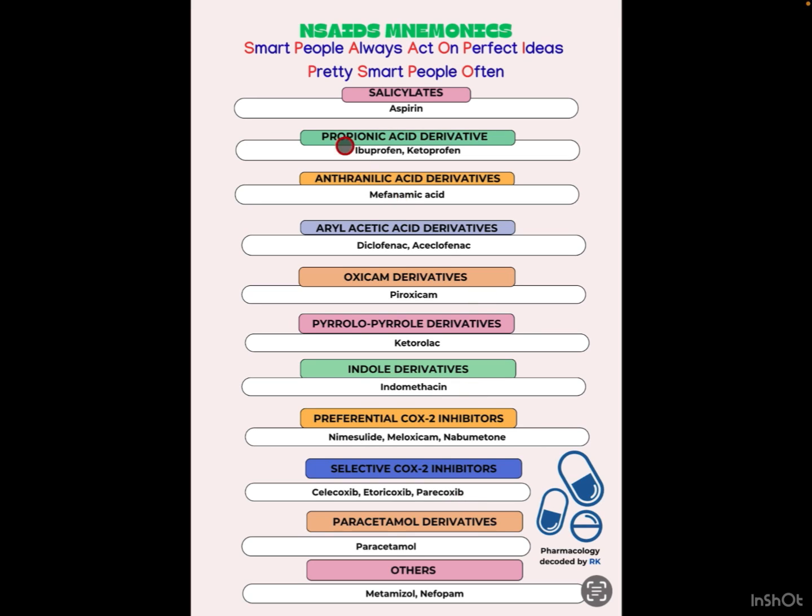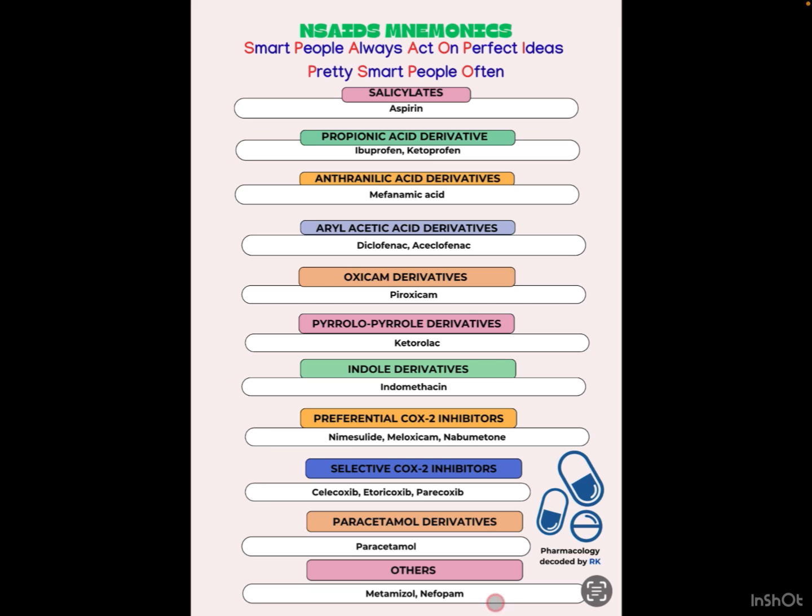The next letter is P, for paracetamol derivatives. Example, paracetamol, which is technically not a classical non-steroidal anti-inflammatory drug. It's often grouped here due to its analgesic and antipyretic properties, but remember it has minimal anti-inflammatory action. The last category is the letter O, others, drugs like metamizole and nefopam. These are less commonly used but worth knowing for completeness.